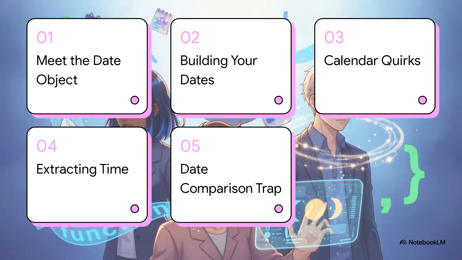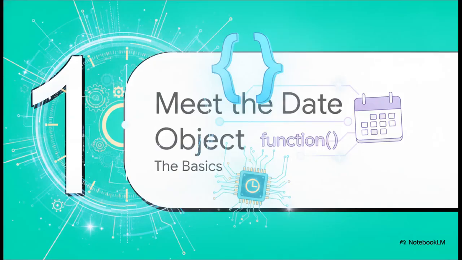We're going to start by meeting the date object. Look at how to build your own dates, navigate some of JavaScript's infamous calendar quirks, extract time using methods, and finally, avoid a major pitfall called the date comparison trap. So let's kick things off with section 1, meet the date object.